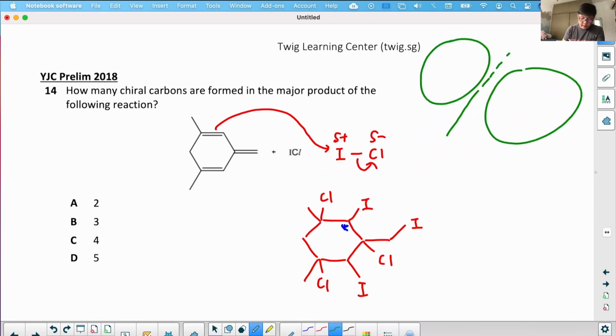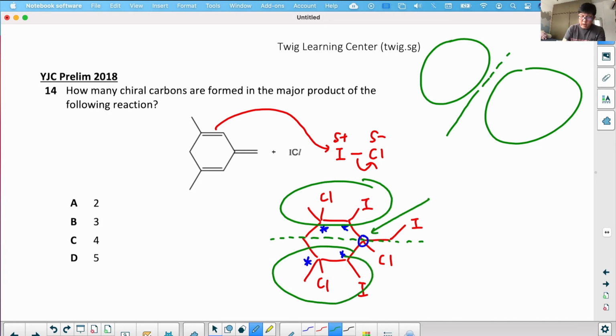So I'm going to say there's actually another chiral carbon over here, of course. And actually this is also a chiral carbon, and this is a chiral carbon, right? Can you see that? Okay, but is this a chiral carbon? So this is a bit tricky. Is this a chiral carbon? In fact, if you think about it, there's a line of symmetry over here, which means this side is the same as this side. So which means this carbon is not chiral. No, not chiral. Can you see that? Okay, so it's not chiral. So which means you only have 4 chiral carbons. So that's why the answer is C.